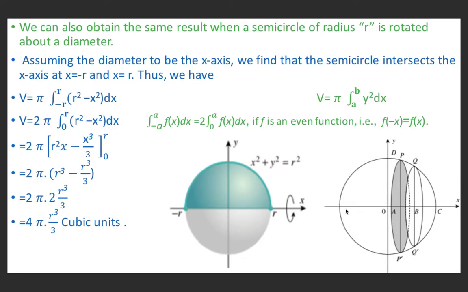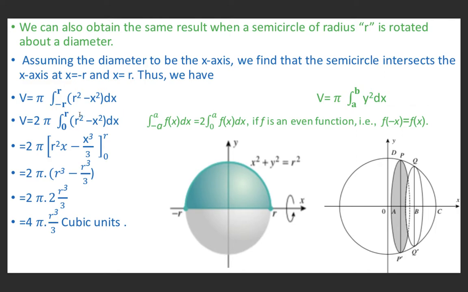It means the limits of integration are from minus r to r. Here it is minus r, here it is r. We are rotating the semicircle about this diameter. Both figures are same, and the equation is x square plus y square equal to r square. Equation is same. In the first case, we had rotated only the portion of the first quadrant. Now we are rotating the semicircle. So in this case, y square is r square minus x square. Limits are from minus r to r.